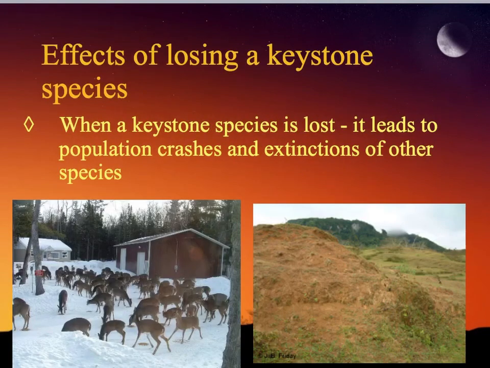Speaking on that, the effects of losing a specific keystone species: when a keystone species is lost, it leads to population crashes and the extinction of other species. So if the salmon population crashed, we're talking 137 different species would have to find a new niche, likely leading to the potential extinction of those species if they can't find the niche or that connection that they had with the salmon in a different form.